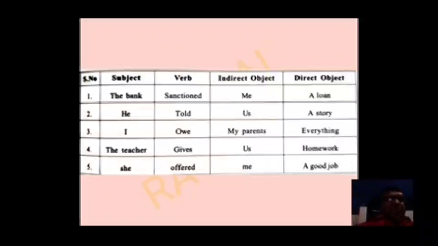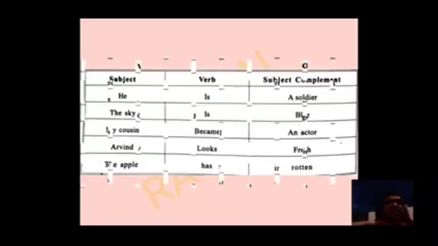The bank sanctioned me. What is "me"? Indirect object. The bank sanctioned me a loan. He told us a story. I owe my parents everything. The teacher gives us homework. She offered me a good job. This is the structure of subject, verb, indirect object and direct object.